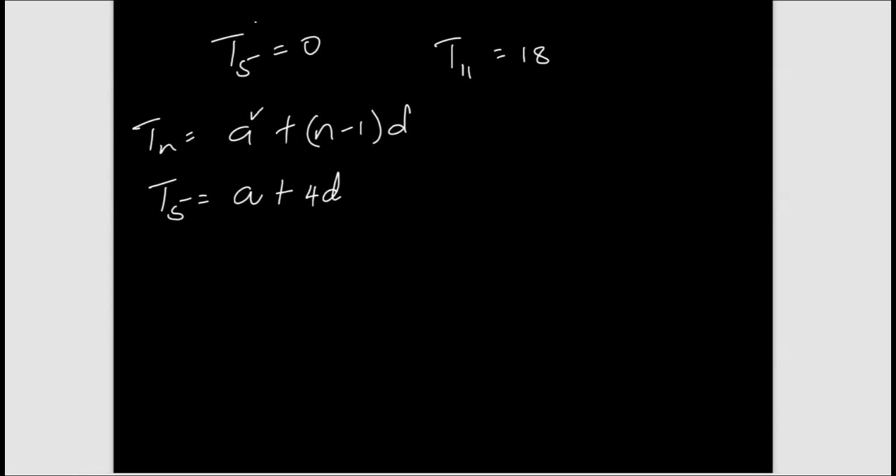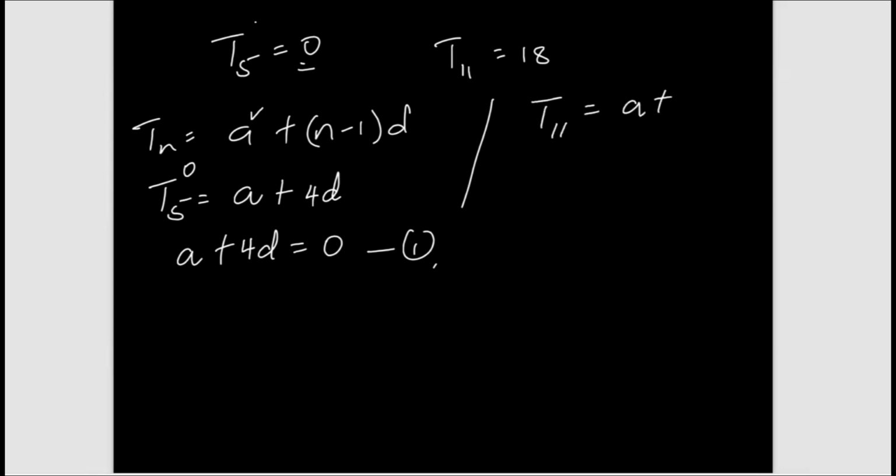But they told us that this whole thing is equal to 0. So where there's T5, I'll replace it with 0, so that my expression becomes A plus 4D is equal to 0. Let me call that equation 1. Then when I come this side, we know that T11 is going to be A plus 11 minus 1, which is a 10D. But this whole thing must be equated to 18, which means A plus 10D should be equal to 18. This is our equation number 2.